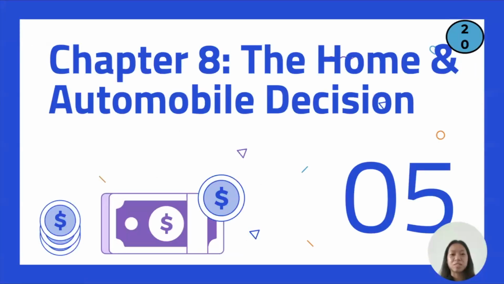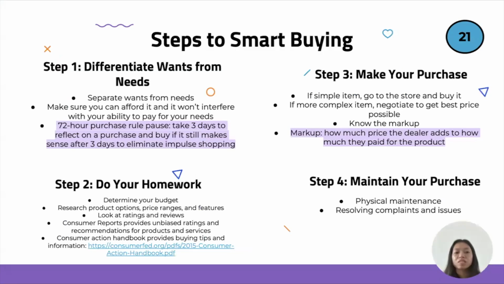Chapter 8, the home and automobile decision. Steps to smart buying. Step 1, differentiate wants from needs. Separate your wants from your needs. Make sure you can afford it and it won't interfere with your ability to pay for your needs. 72-hour purchase rule pause: take 3 days to reflect on a purchase and buy it if it still makes sense after 3 days to eliminate impulse shopping.